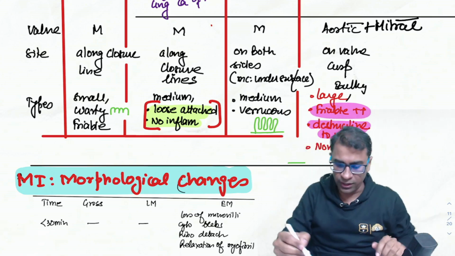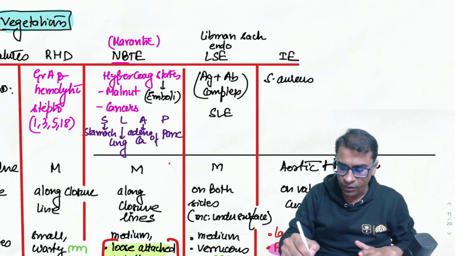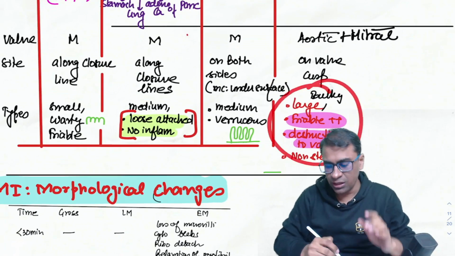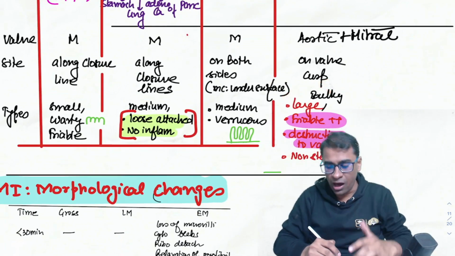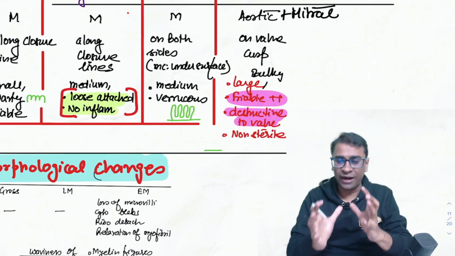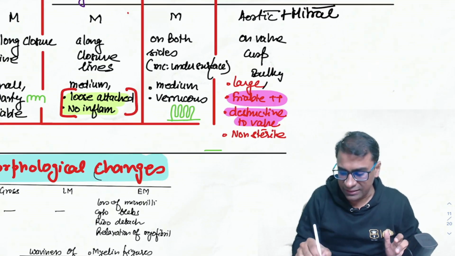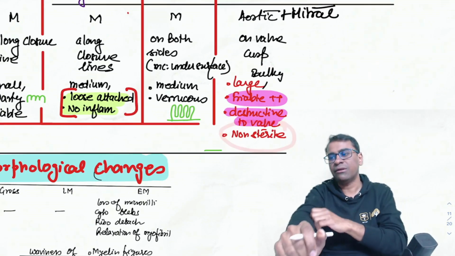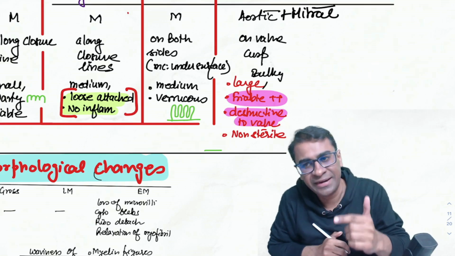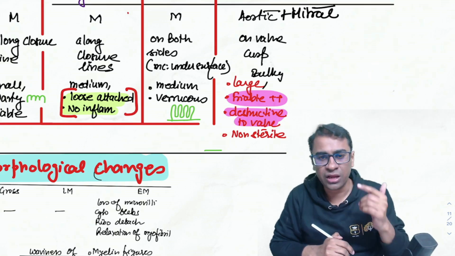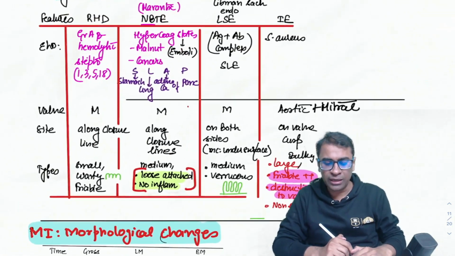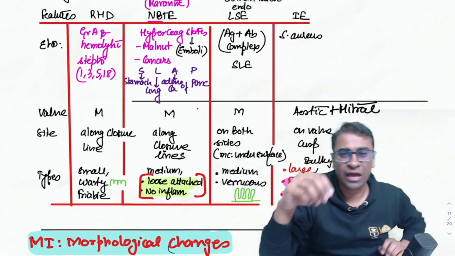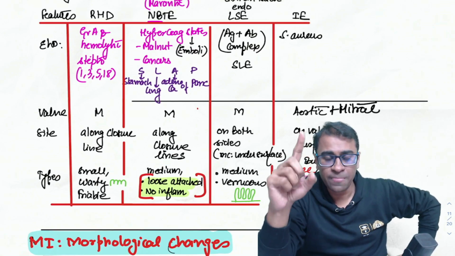Clear? Okay. Now there is infective endocarditis. It has large, bulky, friable vegetations, and they are destructive to the walls and they are non-sterile. That means they will grow on the culture media. So these are the four important vegetations. What else can we ask here? Listen to me carefully.